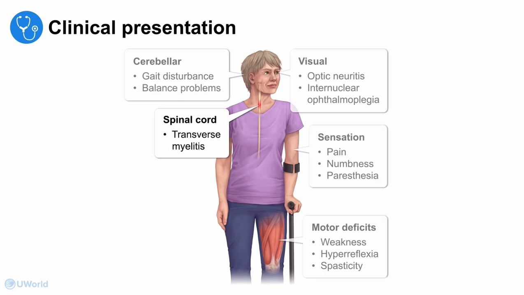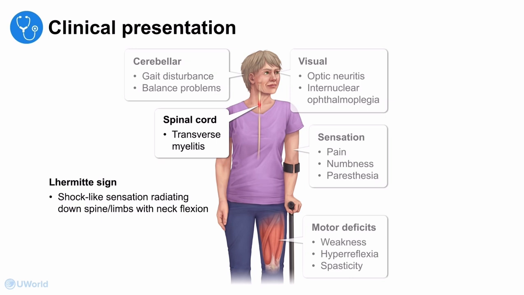Transverse myelitis is another common presentation that is associated with sensory and/or motor abnormalities below the involved spinal cord level. Two characteristic features of multiple sclerosis are Lhermitte sign and Uthoff phenomenon. Lhermitte sign describes a shock-like sensation radiating down the spine or limbs that occurs when the neck is flexed. It is caused by stretching of hyperexcitable demyelinated axons within the dorsal column of the spinal cord.